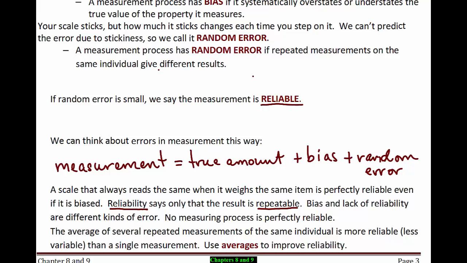Well, one strategy that we have is to use the average of several repeated measurements on the same individual. This is going to be more reliable. So use averages to improve reliability. Think about it. If a scale is adding a little bit here, subtracting a little bit on this measurement, hopefully those will cancel each other out when we take the average. So remember that we can use averages to improve reliability.